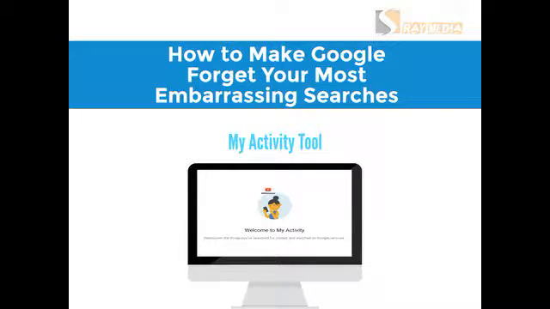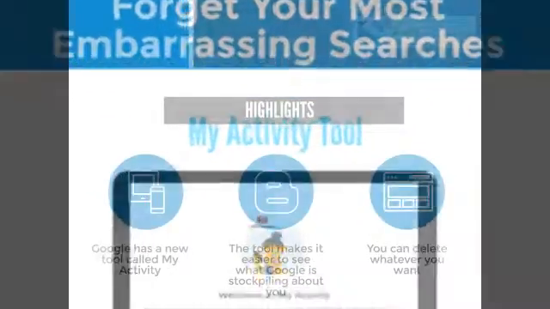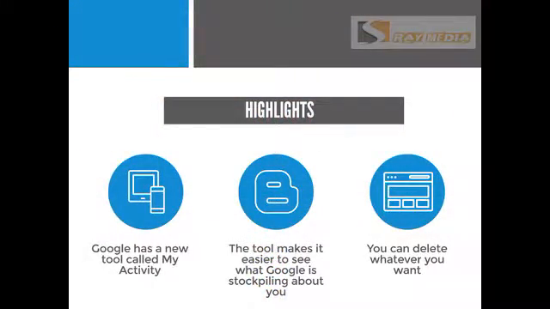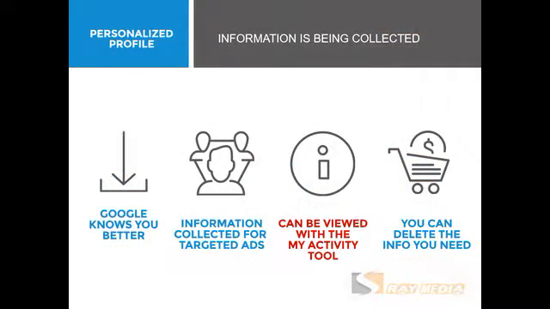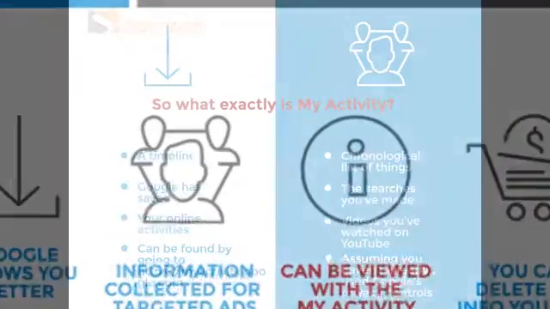Google probably knows you better than your closest friends and family. With every search you make or YouTube video you watch, this search giant is quietly collecting information for a personalized profile it chooses to serve you targeted ads. But a new tool called My Activity makes it easier than ever to see what information Google is stockpiling about you, and delete things you'd rather it forget. Here's what you need to know about this new tool and how it can help you manage your privacy.